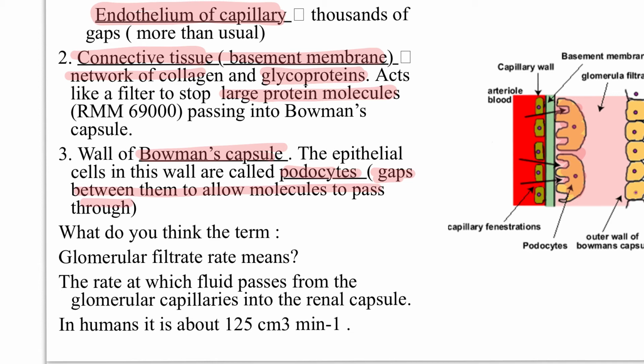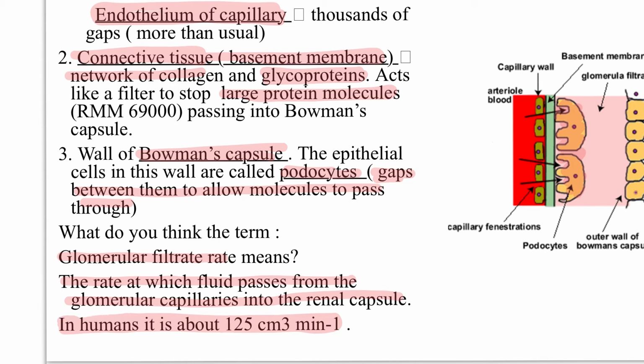So I just wanted to talk to you for a second about this term, glomerular filtrate rate. This is the rate at which fluid passes from the glomerular capillaries into the renal capsule. In humans, this is about 125 centimeters cubed per minute. That is huge. That means we are sending about 125 centimeters cubed per minute of filtrate into our kidneys.